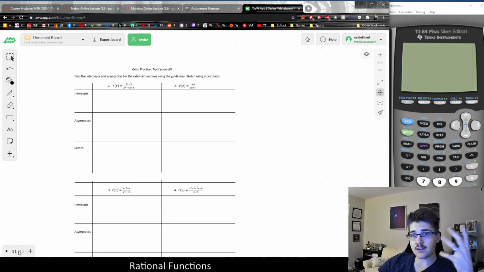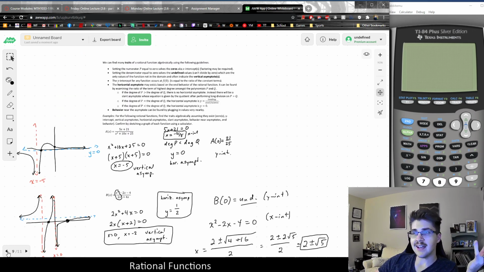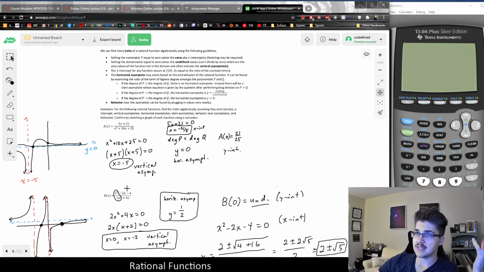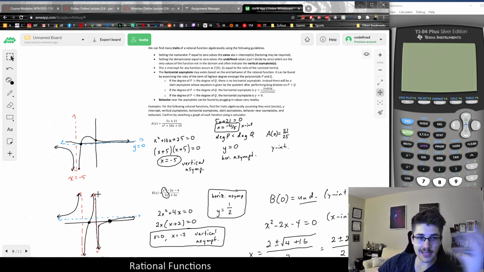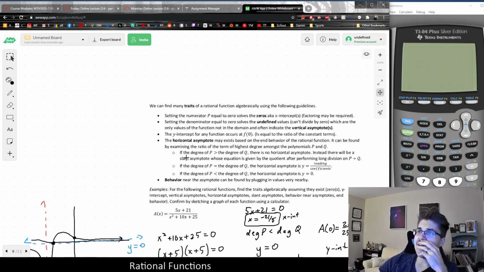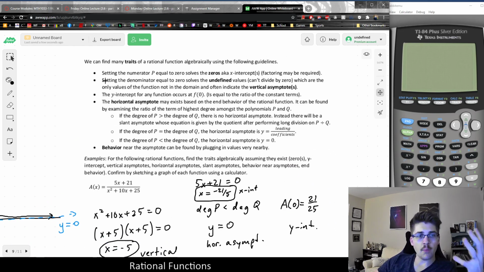But this is a difficult chapter because there are so many different traits and so many things to look for. And the graphs of these functions are just plain weird. But again, hopefully these guidelines help you to find these things in an algebraic way so you can solve for the location of these asymptotes a little bit easier.